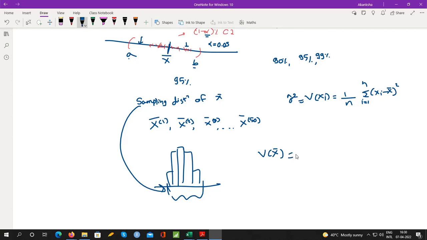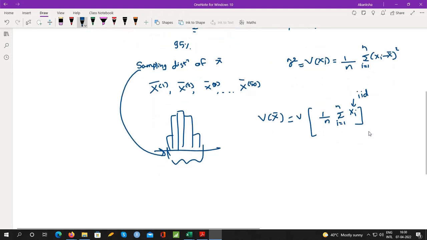Now what is x bar? X bar we know is 1 upon n summation i going from 1 to n xi, and we generally assume that these xi's are IID. IID means independent and identically distributed. So they are not correlated. So height of one person need not depend on height of other person.